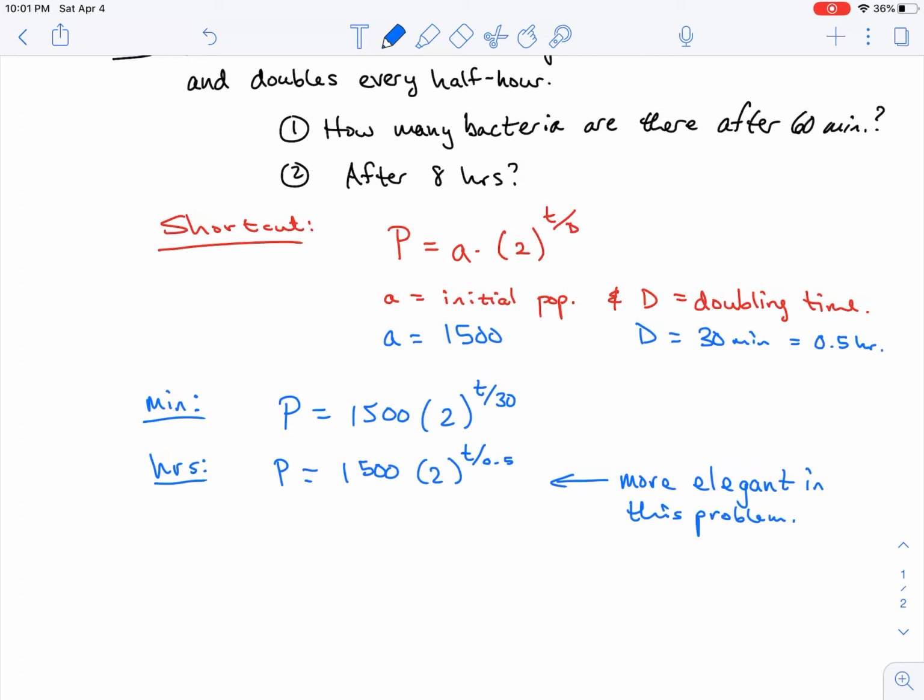And that's because 60 minutes is easily converted to 1 hour, and dividing by 0.5 makes the numbers cleaner. So the model I'll use is P is 1,500 times 2 to the t over 0.5, and dividing by half is the same as multiplying by 2. So actually simplifying makes it look much cleaner.